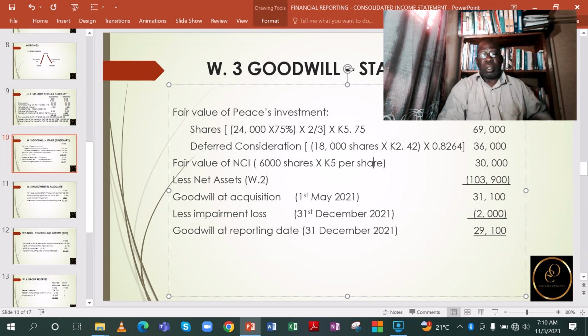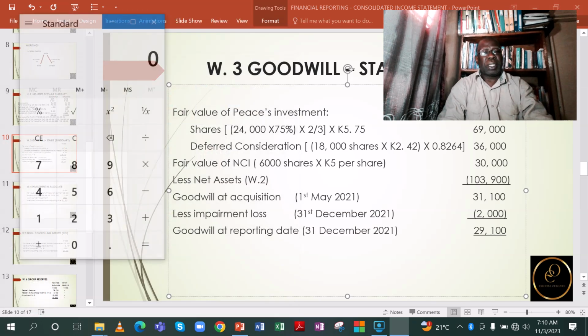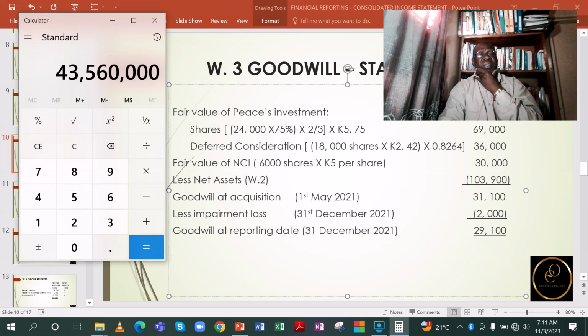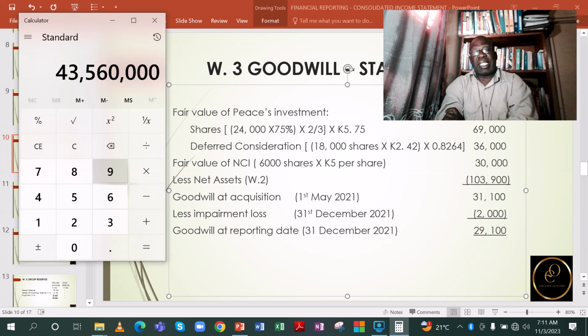You get a figure: 18 million shares multiplied by 2 kwacha 50 ngwee gives 45,000,000 kwacha. That's what Peace will pay further in cash to acquire these shares, not now, but after 2 years, on 30th April 2023.